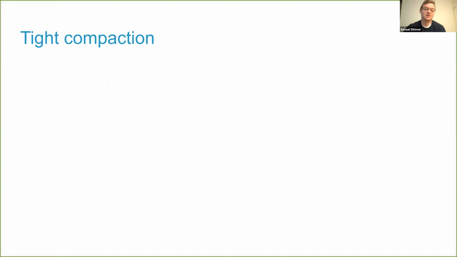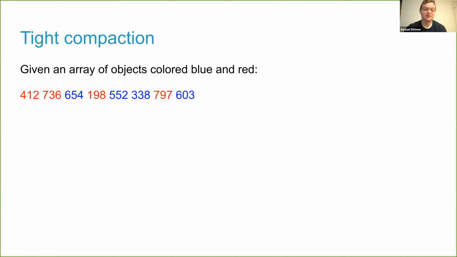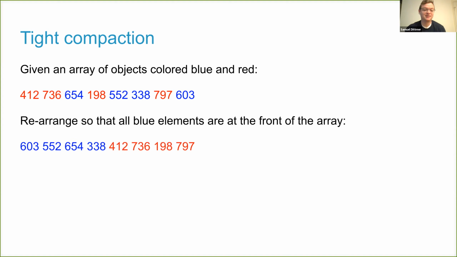So first, tight compaction. I'm going to give just a quick visual representation. You have blue and red elements. You want to push the blue elements to the front. Notice that the relative ordering of the blue elements has changed. So this is not a stable tight compaction algorithm. And as we will see, this is sort of inherent.